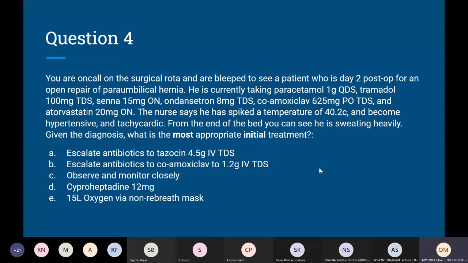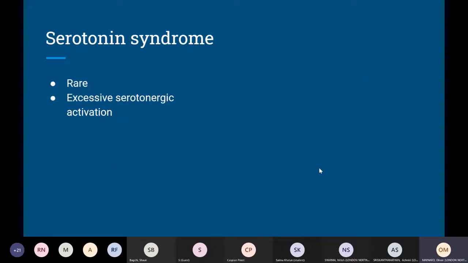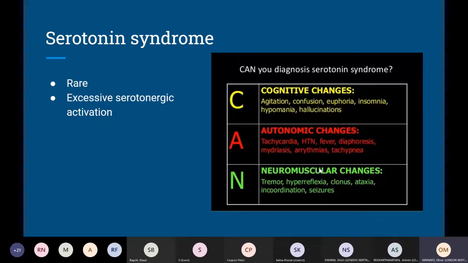Okay, so it seems like most people in that one have gone for A, to escalate antibiotics to tazocin. So let me show the answer and show you my reasoning. I've gone for cyproheptadine 12 milligrams, and I'll explain why. I think this patient might be suffering from serotonin syndrome. Serotonin syndrome is a very rare but clinically important syndrome caused by excessive serotonergic activation.